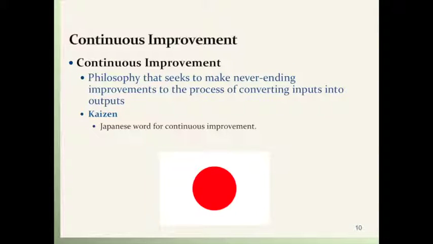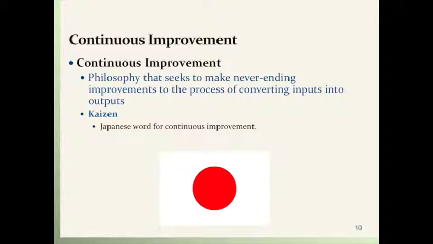The next one is continuous improvement. Continuous improvement is a philosophy that seeks to make never-ending improvements in the process of converting inputs to outputs. It's that philosophy where we're going to improve this, and then we're going to improve it again, and then we're going to improve it again. You never stop improving. It's not like, well, we already improved it, so that's enough. No, you continue to improve it.